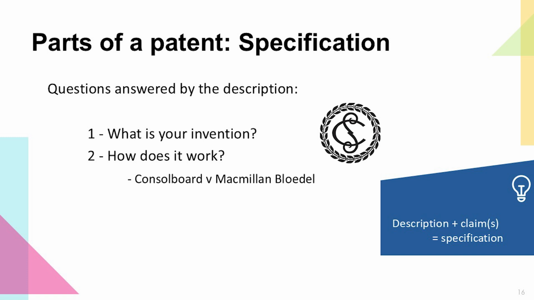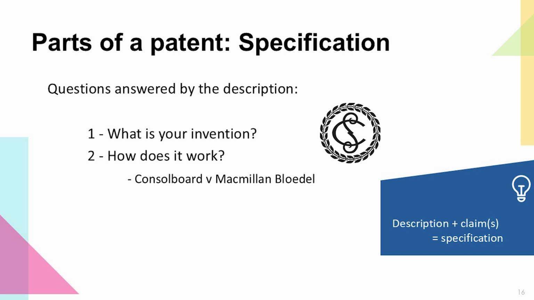Remember that a patent monopoly only lasts for 20 years. So in other words, the description must be able to answer two fundamental questions. What is your invention and how does it work? Such that when the monopoly expires, the general public will be able to make the same successful use of the invention as the original inventor, having only the specification in hand.